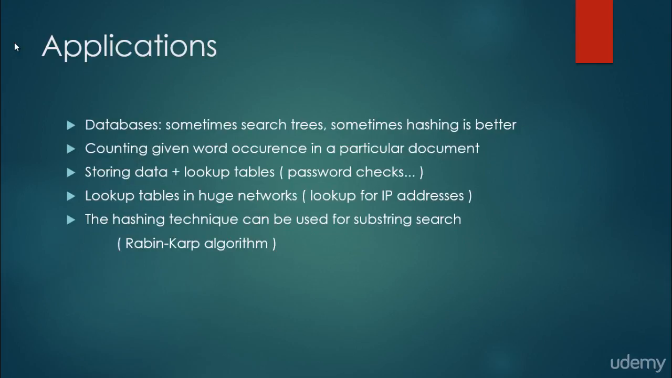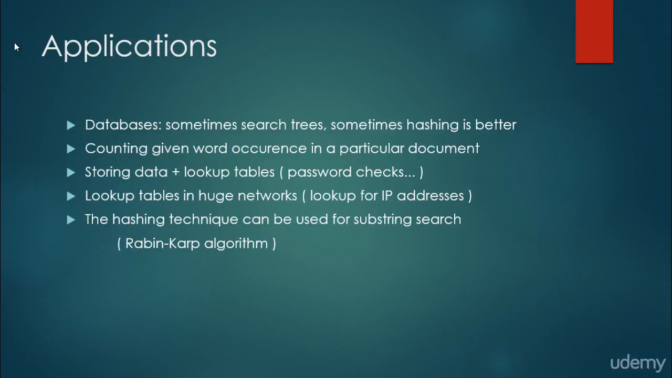So for applications, of course, we can use it for databases. Sometimes search trees, sometimes hashing is better. Ternary search trees are a bit faster than hashing because they don't rely heavily on the hash function. And as I said earlier, it's very hard to write a good and almost perfect hash function.